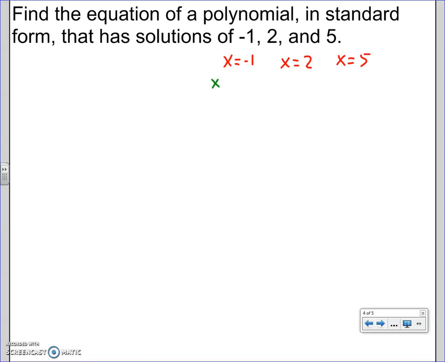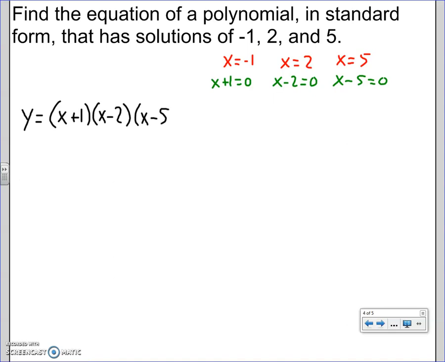So I'm going to add 1 in this case. That's my factor. I'm going to subtract 2 in this problem. I'm going to subtract 5 in this problem. There's no parentheses, so that's kind of nice. I'm going to go straight to writing the equation. So y equals x plus 1 times x minus 2 times x minus 5. And actually the order does not matter.